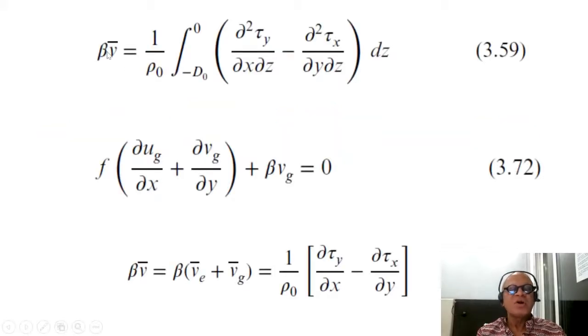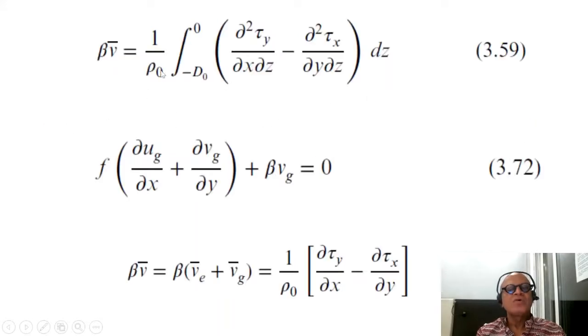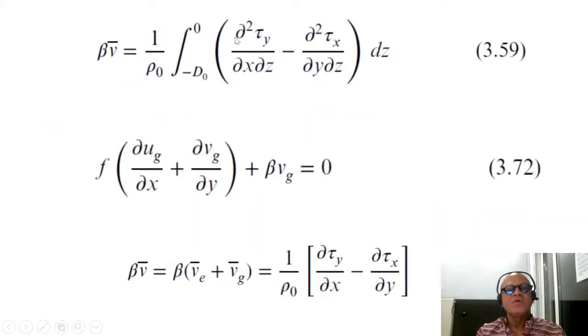Okay, so beta v bar in this case then becomes 1 over rho 0 integrated from minus d0 to the surface. Okay, instead of minus ze, we are going all the way to the surface. We had this before, del square tau y over del x del z minus del square tau x over del y del z, and we just got this relation for the interior where we are balancing the horizontal divergence term with the meridional term multiplied by df dy. Just simple manipulations. There is no great problem here. You can just follow it.